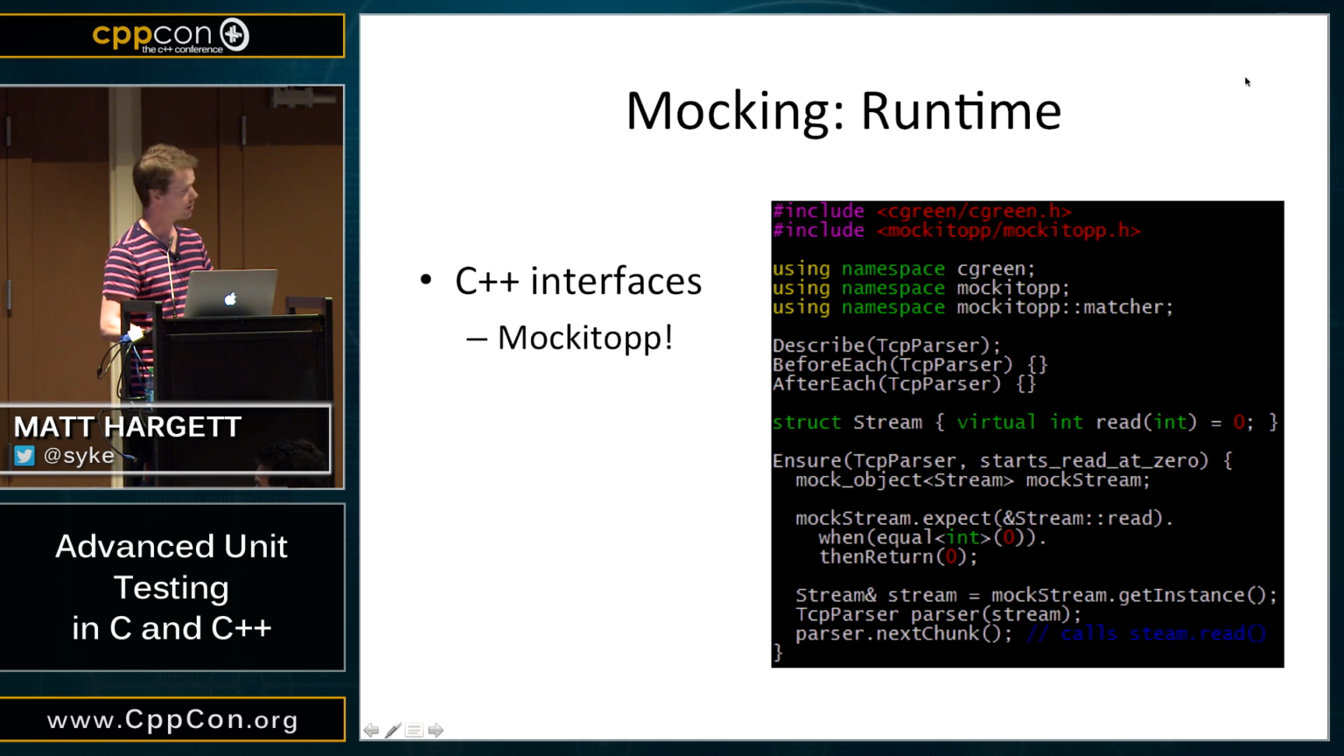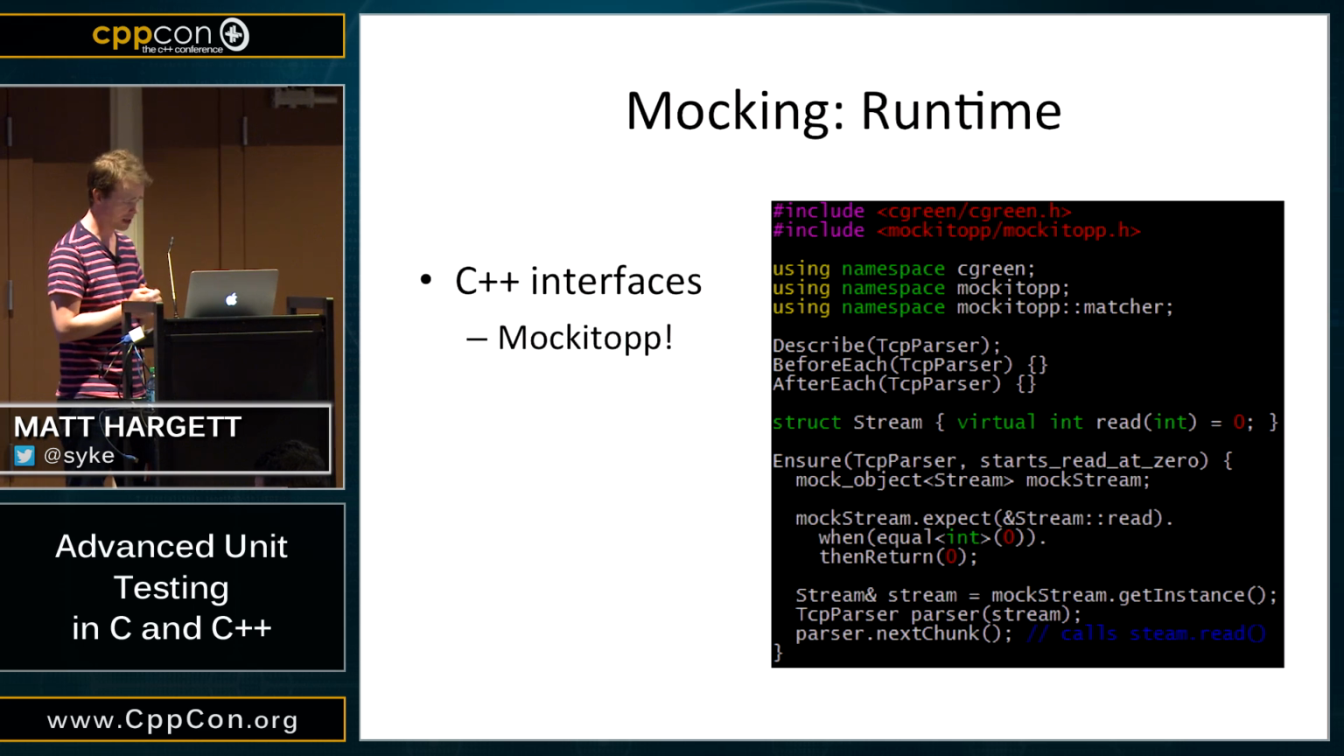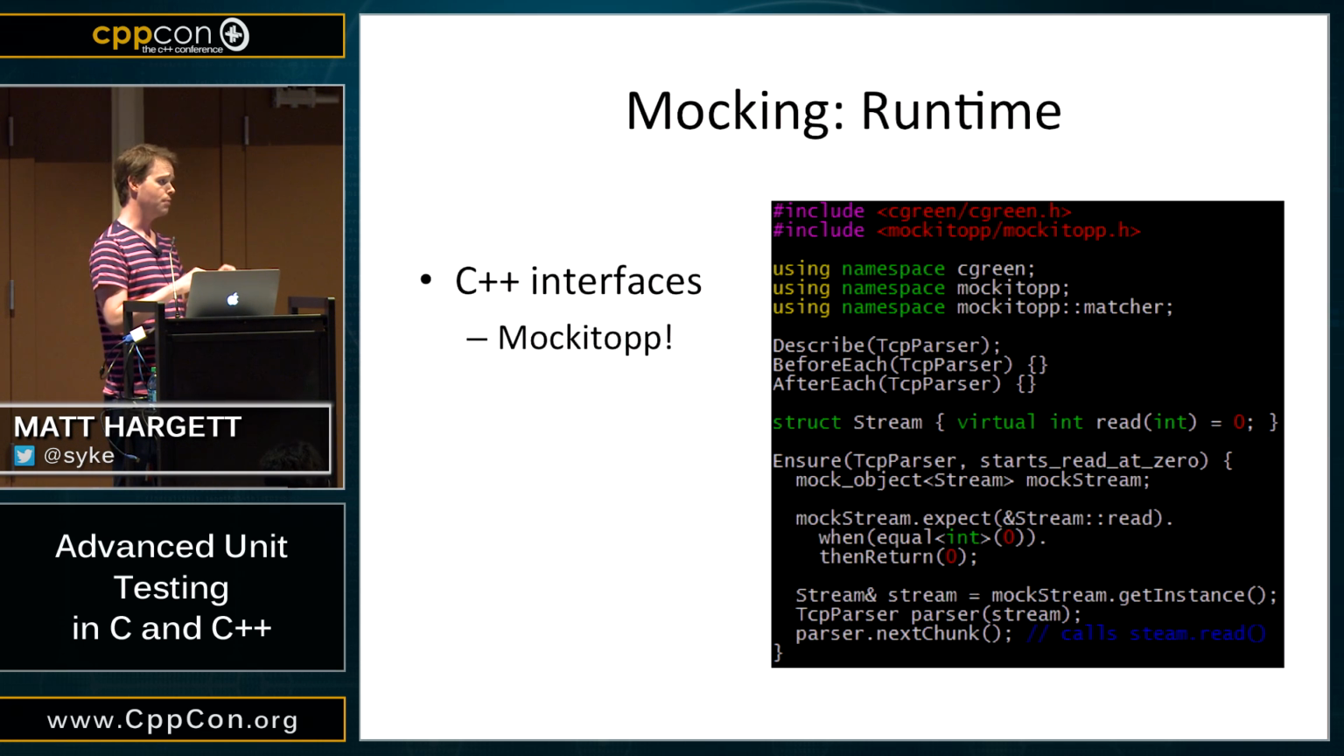So here in this example, I have a struct stream, and it has a pure virtual method on it called read. And then in my Cgreen test, I make a mock object of stream. And then I tell that mock object of stream to expect a call to the read method on stream, where the parameter being passed to it is a 0, and I want it to return 0.